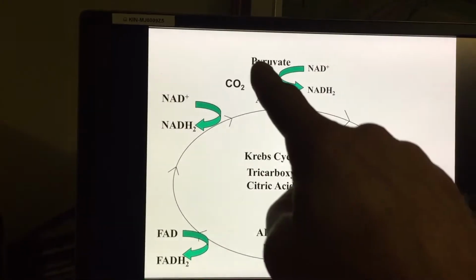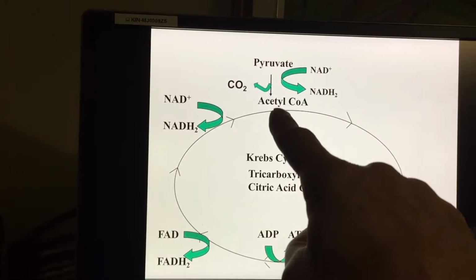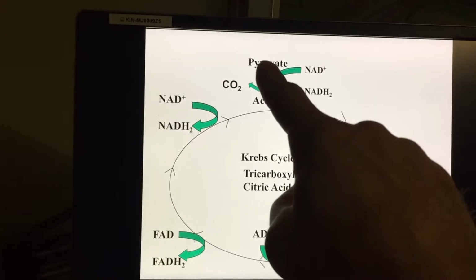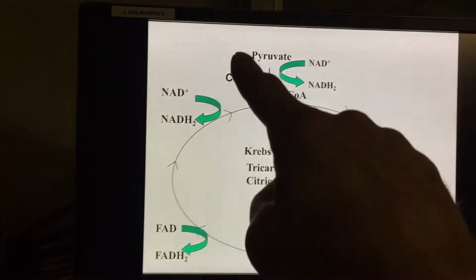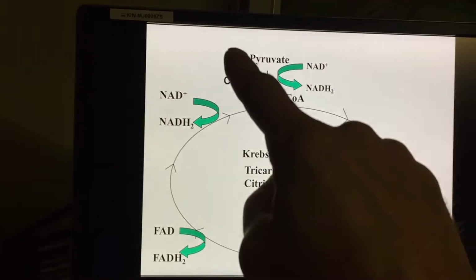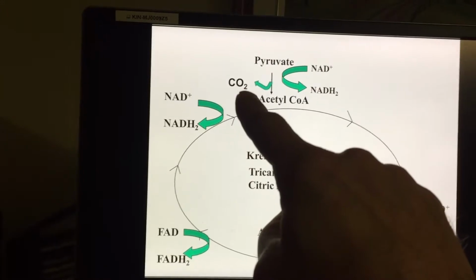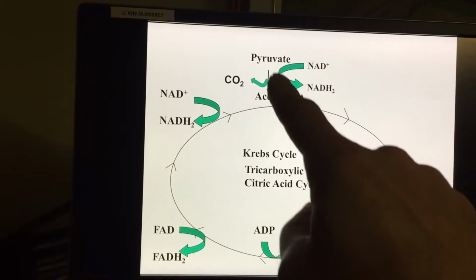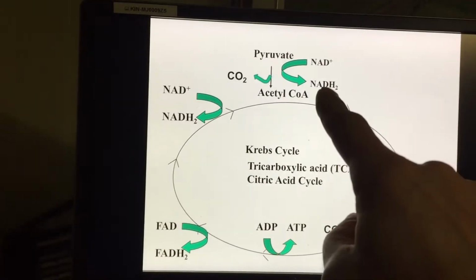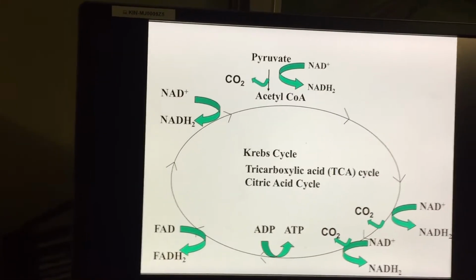So you can see the key steps here is you have pyruvate being converted to acetyl-CoA. This is a 3-carbon molecule. This is a 2-carbon molecule. You're losing carbon dioxide here, and that's part of the carbon dioxide that you breathe off during exercise. A key point here is you also have formation of NADH.